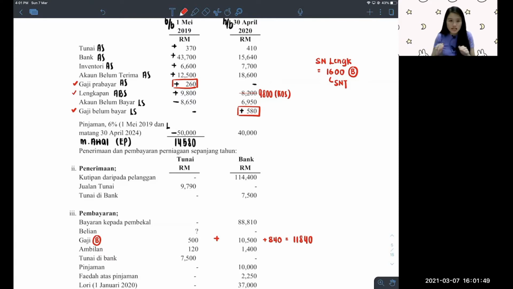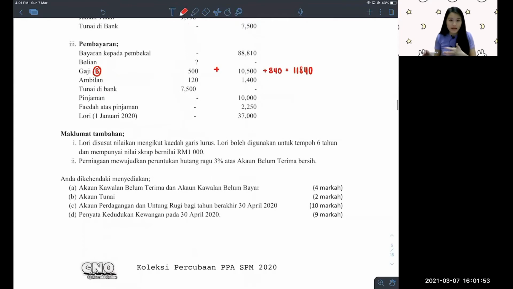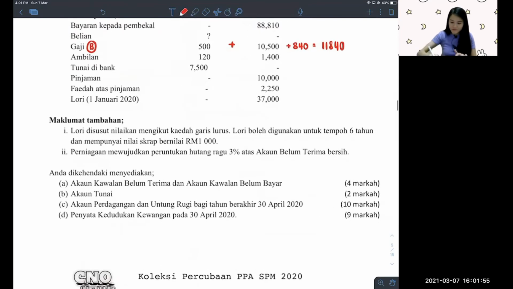There's no more hidden pelarasan. What is left is going to be under maklumat tambahan. So let's go ahead and solve this part. So number one, lori disusut nilaikan mengikut kaedah garis lurus. Okay, so every year is the same lah. Lori boleh digunakan untuk tempoh 6 tahun dan mempunyai nilai scrap 1,000 ringgit.